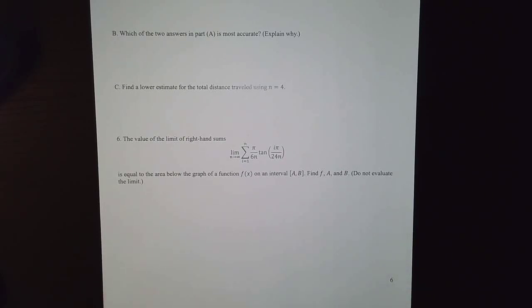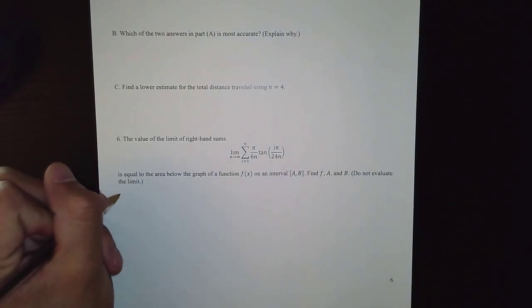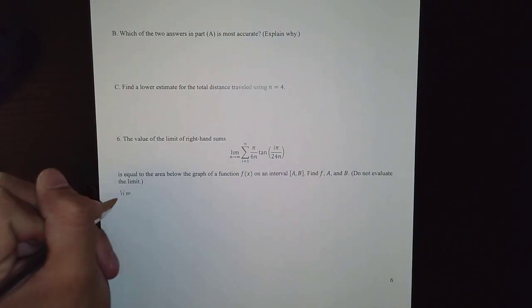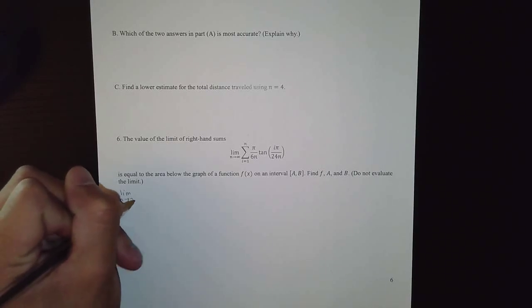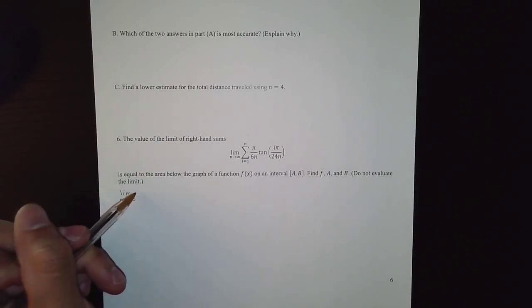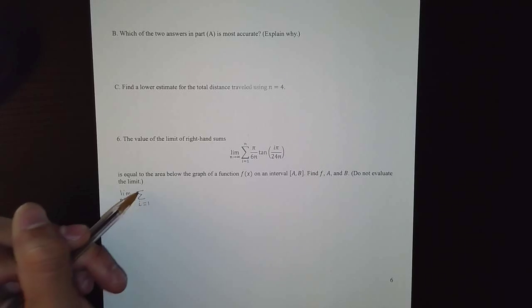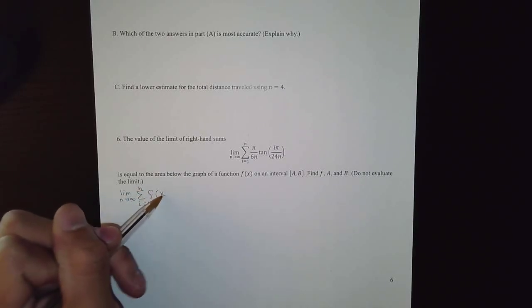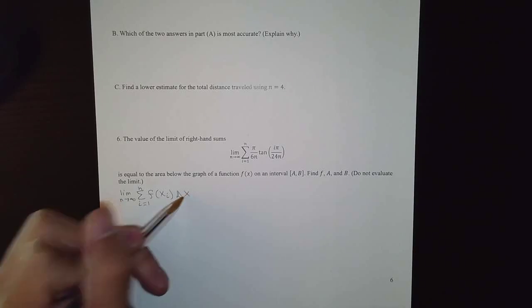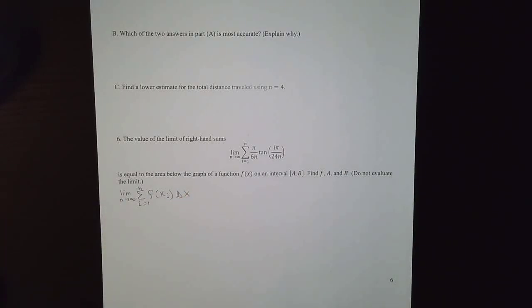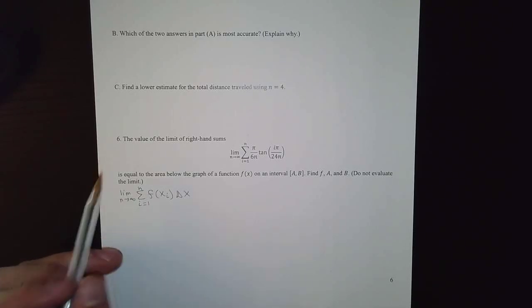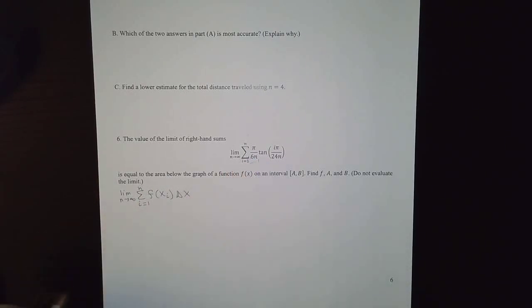So we first have to observe that this is the form of defining what it means to be an integral, which is the limit as n approaches infinity of the sum of i equals 1 to n of f of x sub i times delta x. Well, we just need to find delta x and x sub i. Well, it appears that delta x is pi over 6n because that's not dependent on i.